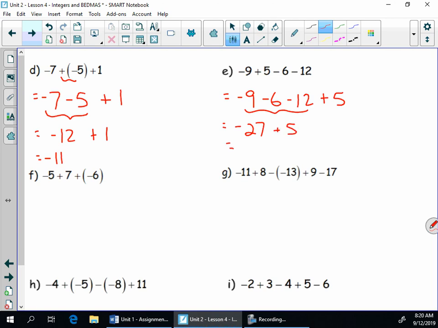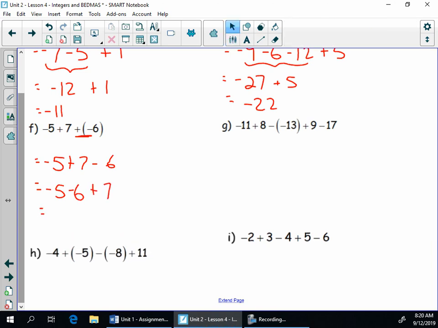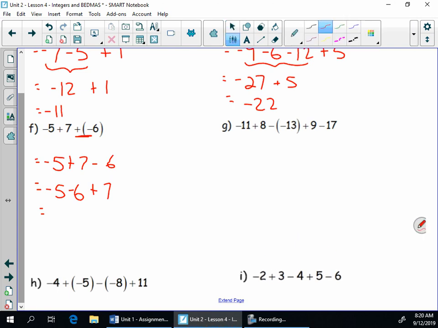How far apart are 27 and 5? They're 22 digits apart, and the negative's the bigger thing. This is how we can collect negatives and positives. Take a look at F. F is messy. Ooh, I got a plus minus in there. I see two signs beside each other. I'm going to fix that right off the bat. Oh, I don't like the order of this. I'm going to put the negatives with the negatives. Then I can actually collect them. -5 and -6 makes -11. -11 plus 7 is -4.